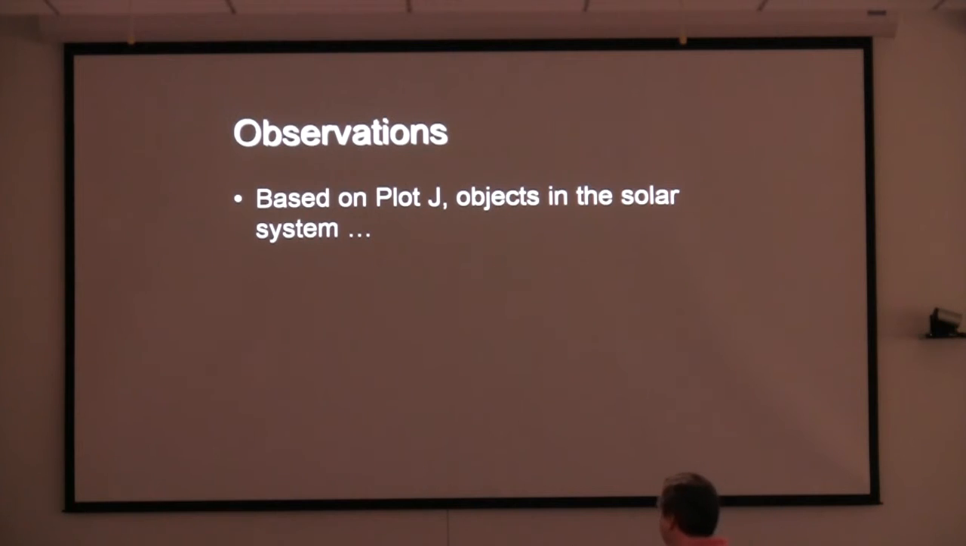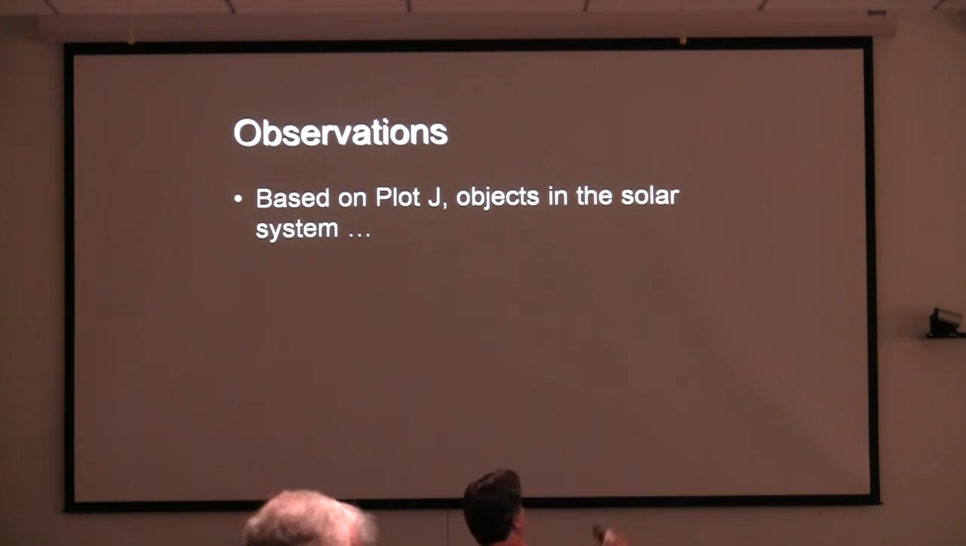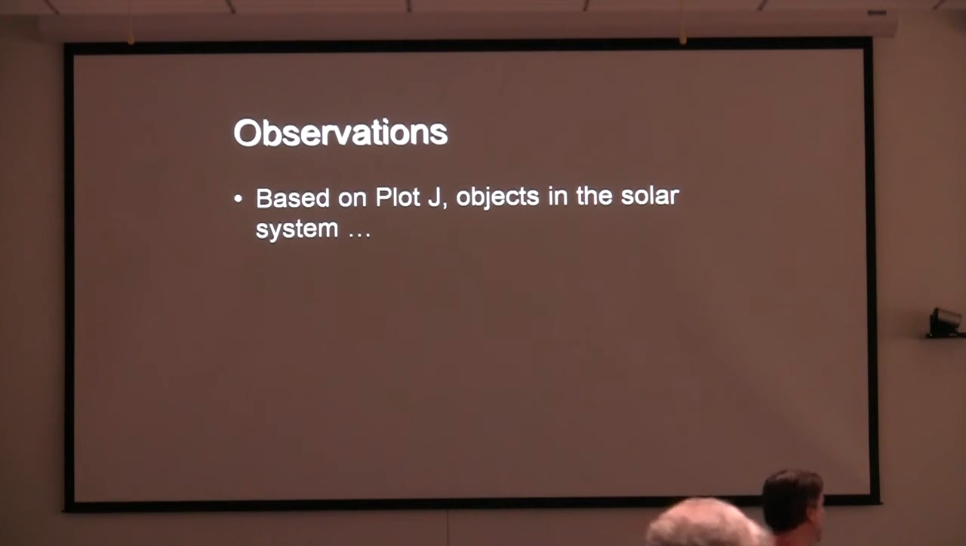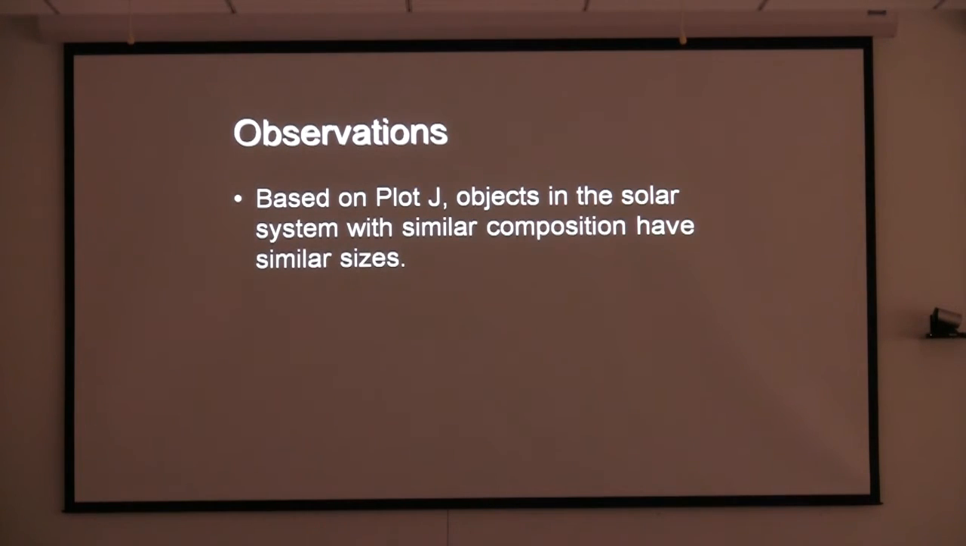I just have to look up and see you. Finish that sentence. Objects in the solar system generally have the same size as other objects of the same composition. Great. Objects in the solar system generally have the same size as other objects of the same composition. Okay, composition and size are correlated, right? How did I put that? I said with similar composition have similar sizes. Okay, cool.